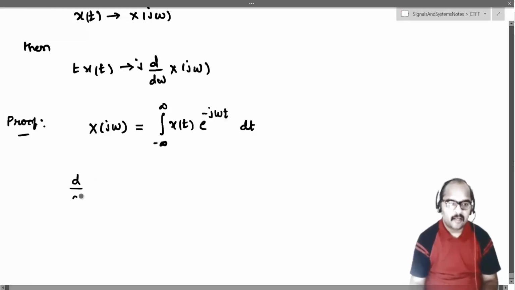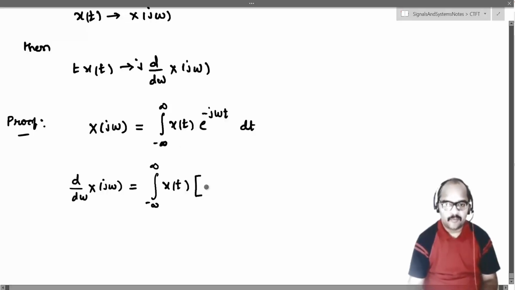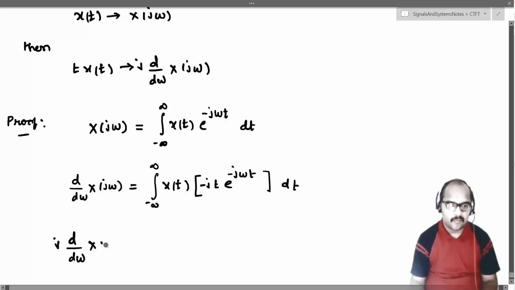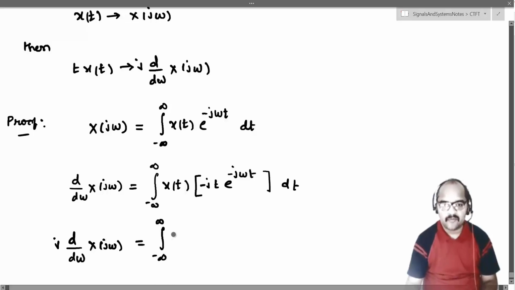So d by d omega of x of j omega would be equal to integral minus infinity to infinity x of t. Why are you differentiating with respect to omega? There is no omega term here, so this we have the omega term. So differentiation with respect to omega will give you minus jt e power minus j omega t dt. Now let us multiply throughout with j. So you will get j times d by d omega of x of j omega equal to integral minus infinity to infinity t x of t multiplied with e power minus j omega t dt.